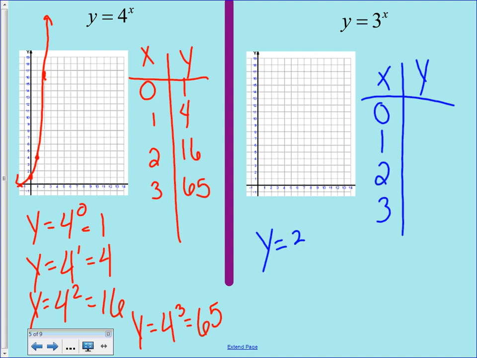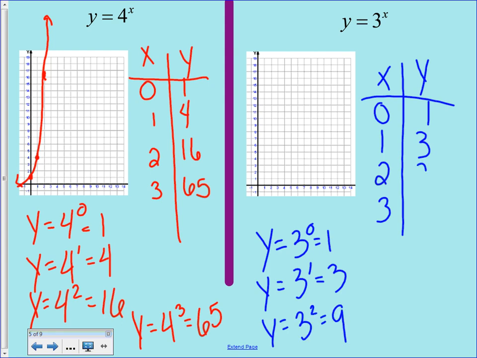in, and you're going to get 3 to the 0, which is 1. When x is 1, you're going to get 3 to the 1, which is 3. When x is 2, you're going to get 3 squared, which is 9. So all I'm doing is plugging in for x right now. And then 3 to the 3 is 27.